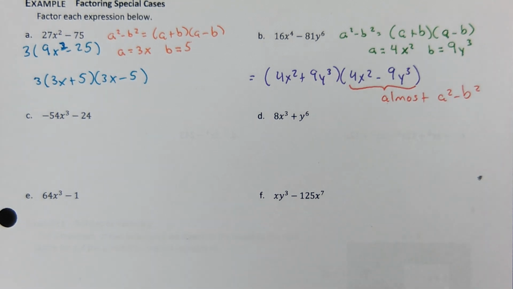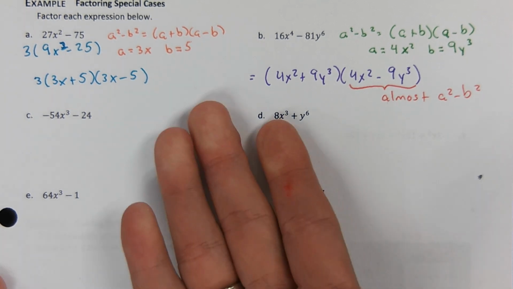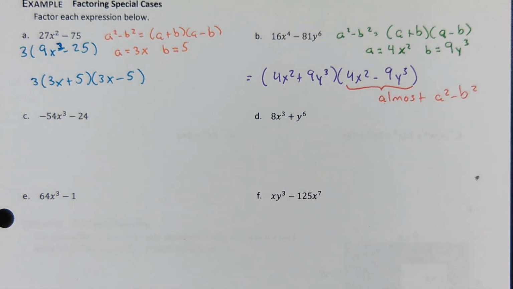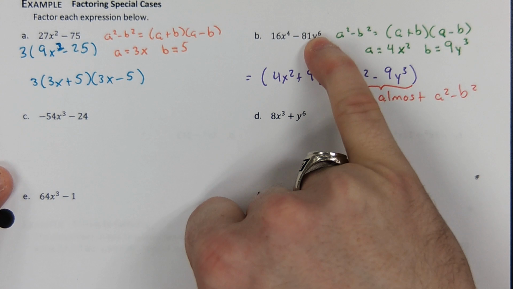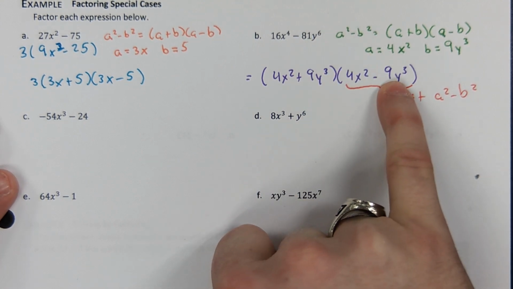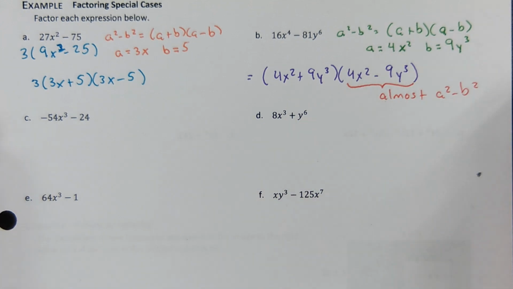Basically what I'm getting at is, it's 100% possible for a special case to fall out of a special case. And you have not finished until everything that can be factored is factored. We're finished here because that's not special, but darn it if it wasn't close. If this exponent had been an 8 instead of a 6, this would have been a 9y to the fourth, and this would have been a special case.